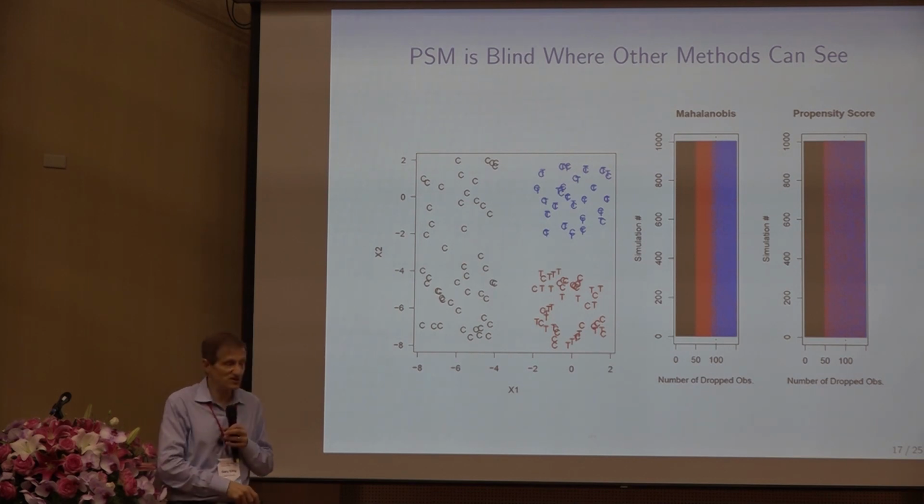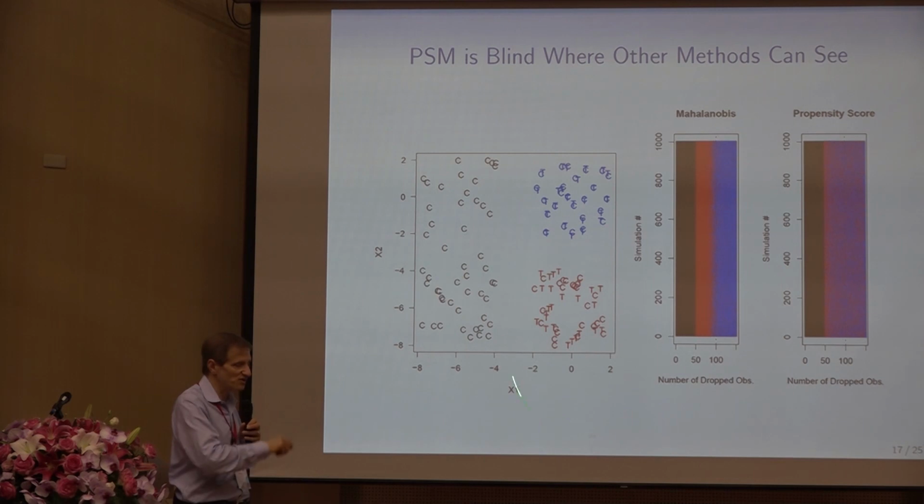What happens with propensity score? We start with the left. It does the right thing at first. It sees these are bad, and it prunes those. Once it's pruned these, we've already gotten to here. Once it's pruned all the black ones, it's left with these two.